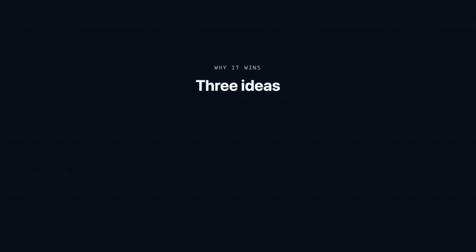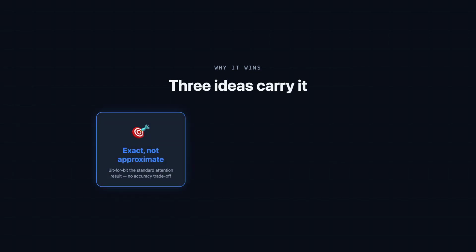So what did FlashAttention-2 add on top of that, and why does it matter? Three ideas carry it. Start with the most important promise. This is exact attention, not an approximation. You get bit for bit the same result as the standard formula, so there's no accuracy trade-off to weigh. It's purely a smarter way to run the identical computation.